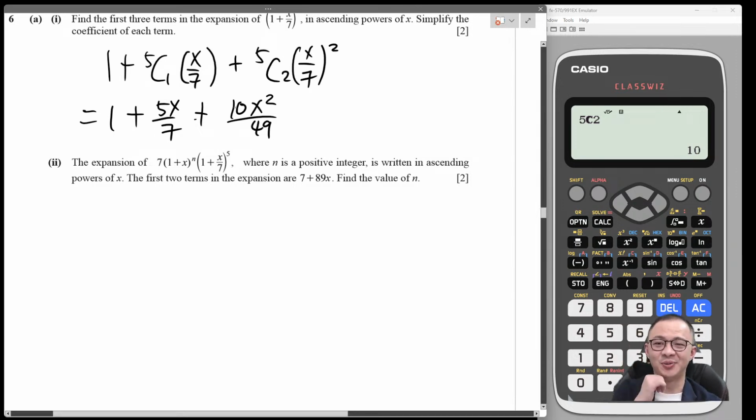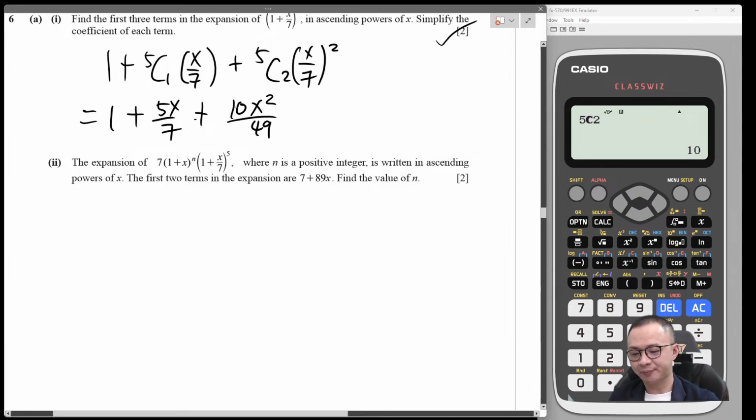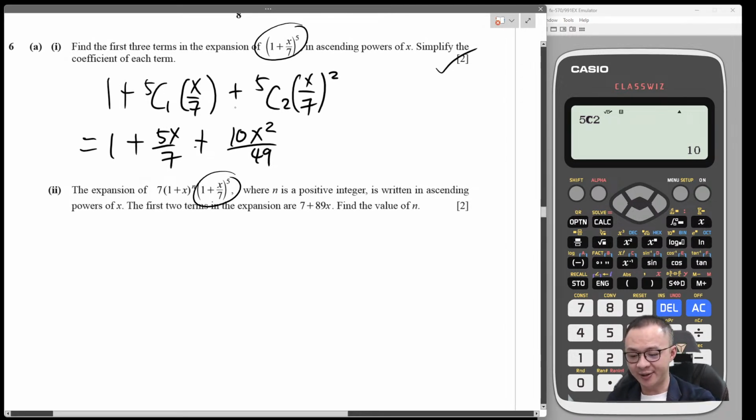So I think the answer should be 2.4 instead of 3.4. Yeah, thank you so much. Yeah, I made a carry mistake there. Okay, so I've done the first three terms. Easy to mark. And this is the same, right?